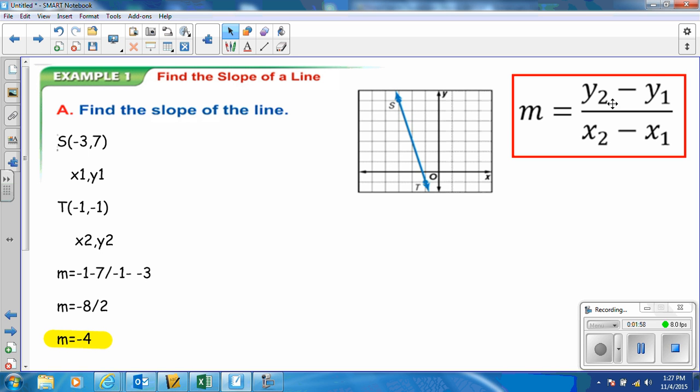I went ahead and plugged that into my equation over here. So slope equals -1 minus 7 divided by -1 minus -3. Notice I had to do minus still, and then the actual number, minus -3. -1 minus 7 gives me -8. And -1 minus a negative is the same as -1 plus 3, which gives me 2. -8 divided by 2 is the same as -4. So my slope in this graph is -4.